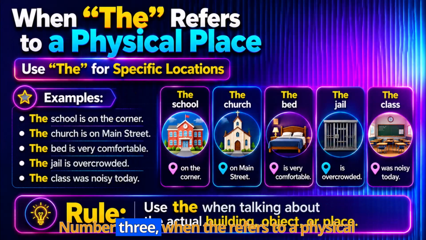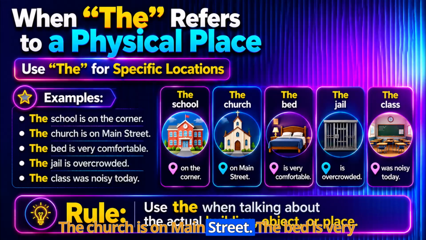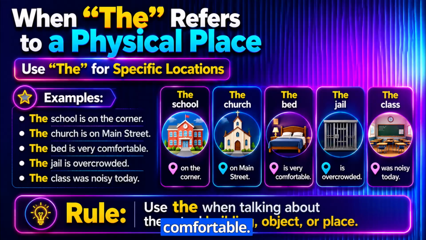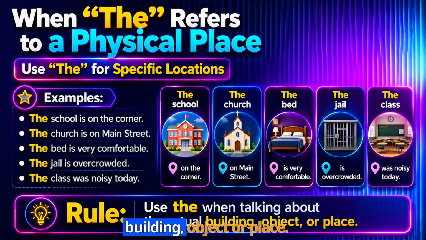Number 3. When "the" refers to a physical place. Use "the" for specific locations. Examples: The school is on the corner. The church is on Main Street. The bed is very comfortable. The jail is overcrowded. The class was noisy today. Rule: Use "the" when talking about the actual building, object, or place.